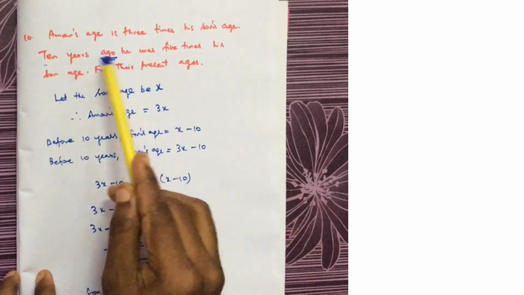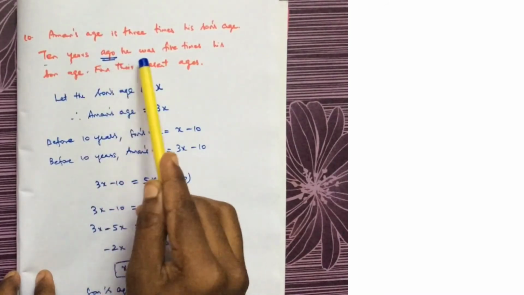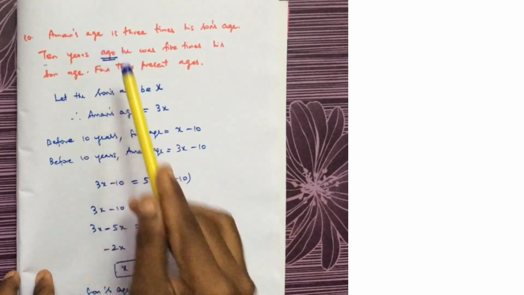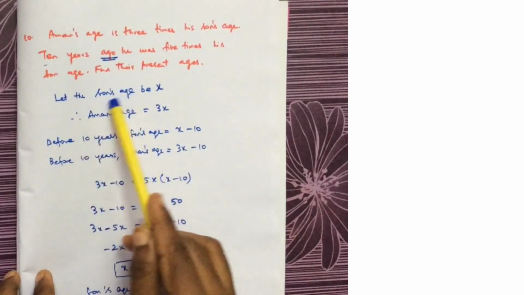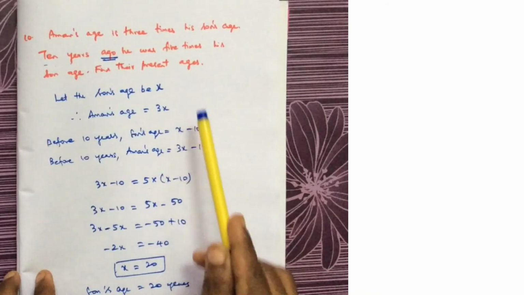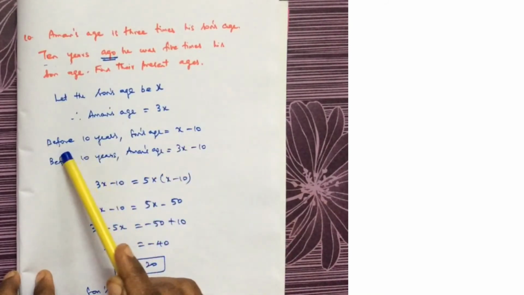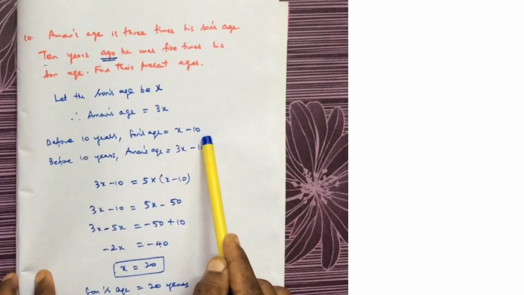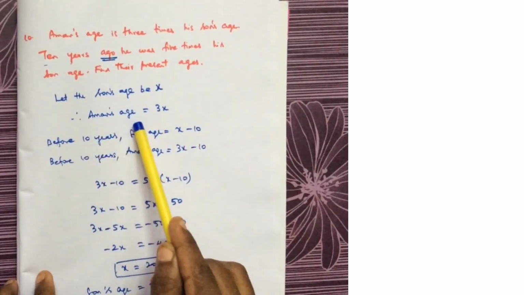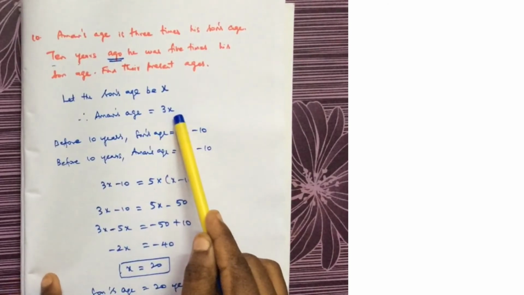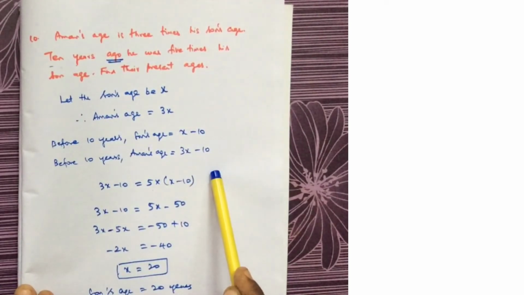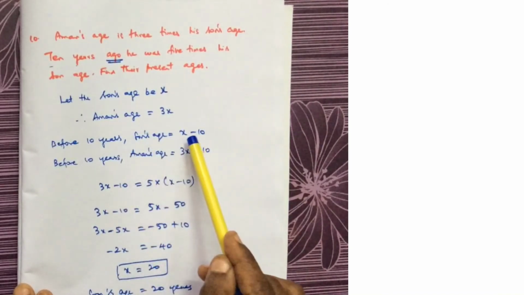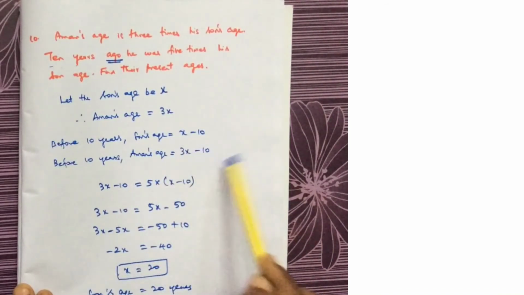10 years ago, which means 10 years before, he was 5 times his son's age. What is 10 years before? If the present age is x, 10 years before it will be x minus 10. Therefore before 10 years the son's age is x minus 10. Similarly for Aman also, if the present age is 3x, before 10 years it is 3x minus 10. Okay, so before 10 years their ages were x minus 10 and 3x minus 10.